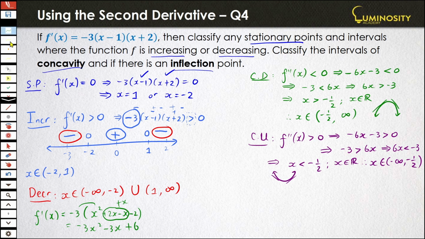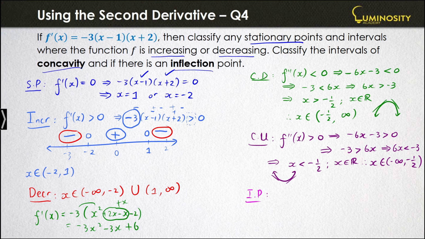Lastly, if we want an inflection point, we need to check, does the second derivative have a point where it is equal to 0? Well, that implies that negative 6x minus 3 is equal to 0. Take over the negative 6x, I get 6x equals negative 3. Dividing both sides by positive 6, and I get x is negative a half.